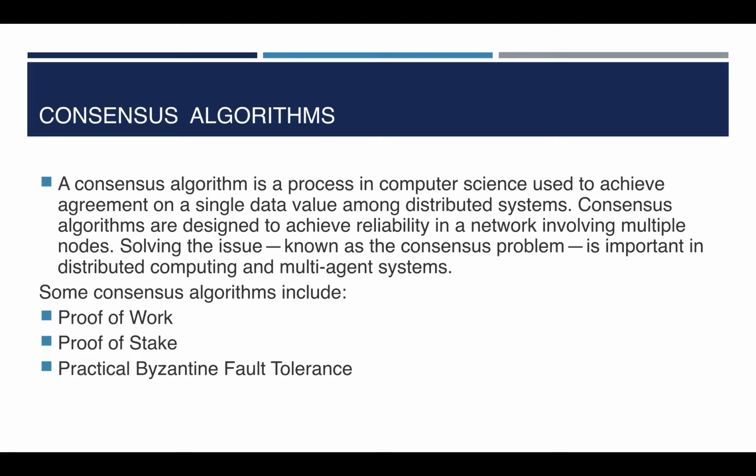Now let us see what a consensus algorithm is. In order for the network to decide which transaction should form a block and where it should be placed in blockchain, the consensus algorithm should be in place. Consensus algorithms are designed to achieve reliability in a network involving multiple nodes. There are different types of consensus algorithm. A couple of them are listed here, which are proof of work, proof of stake, and practical Byzantine fault tolerance.